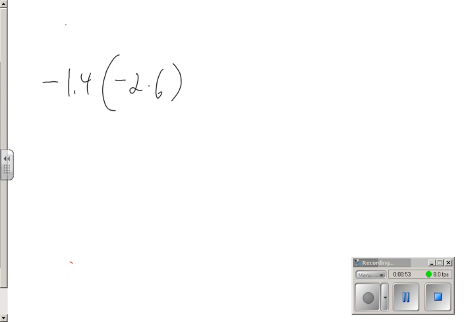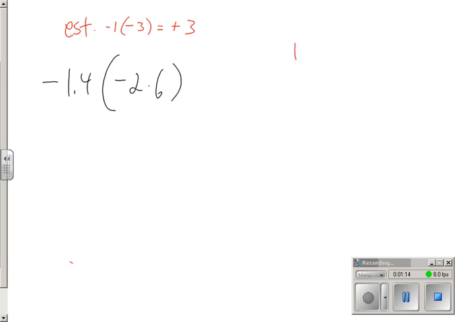So if I was to estimate first, which I'm going to do now, I'd say like negative 1 times negative 3. That's roughly what these are as whole numbers. 1 times 3 is 3. Negative times a negative is a positive. So my estimation is going to be positive 3. I'll use that in a second. So let's try this ourselves.